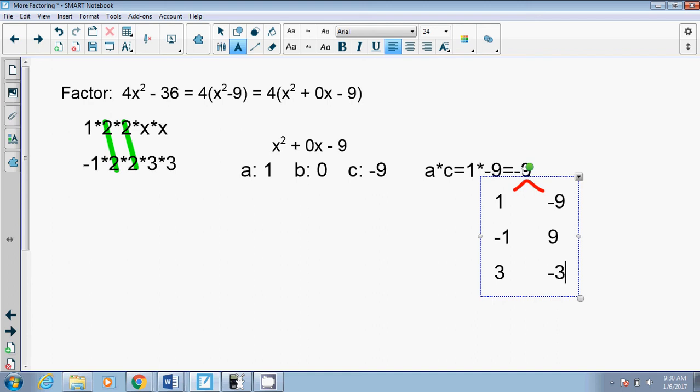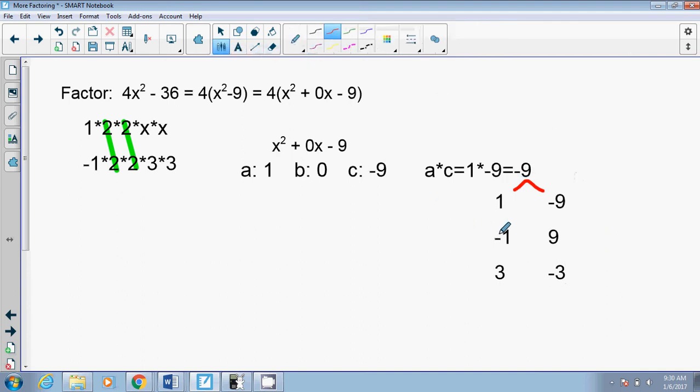And then 4 obviously won't go into it. 5 does not go into it. 6 won't because it's even. 7 does not divide into 9. 8 is even, and then 9 is already written. Or you could have kind of looked at it as you cycled up to the other side with a 3. So these are my only pairs of factors.